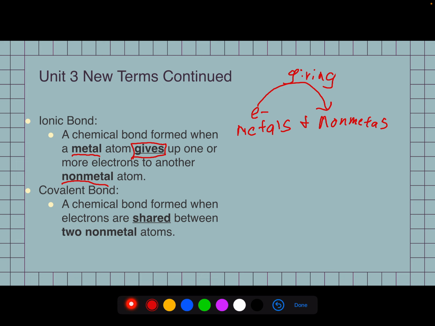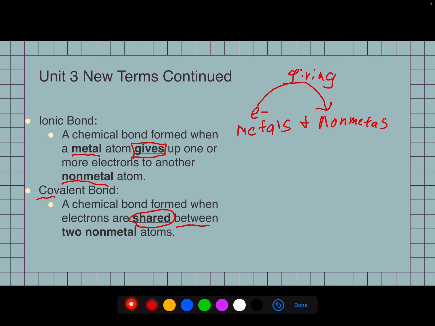Now, a covalent bond, right? So you have your prefix co, right? So co, you guys probably heard of co before, like co-op, right? If you're a nerd like me and played video games with your friends, like you ever played a co-op game, right? You're playing them together. That's what co means. Co means together.